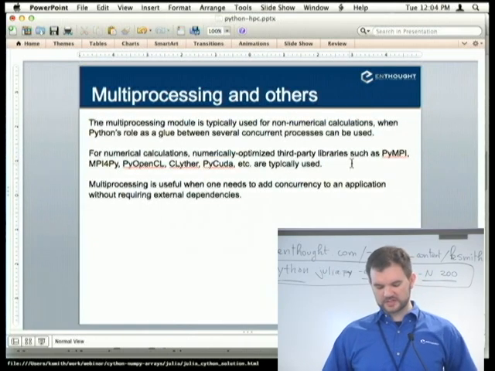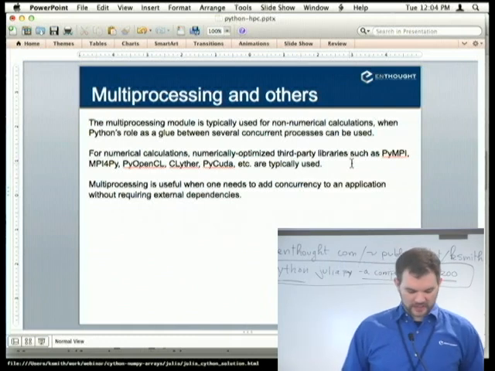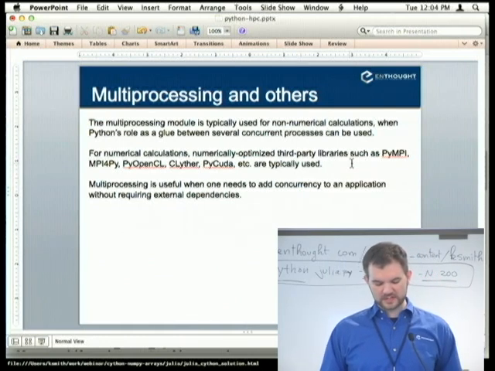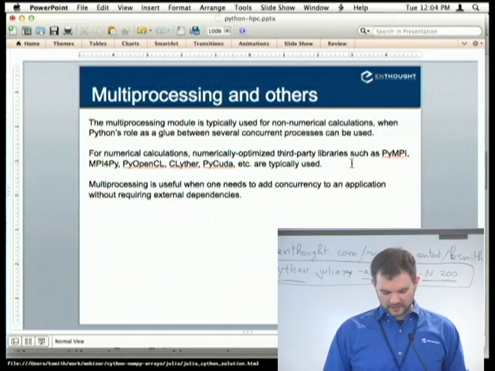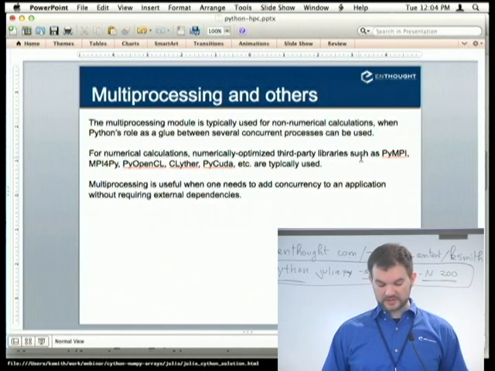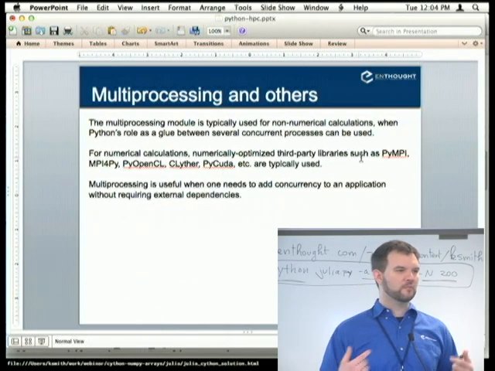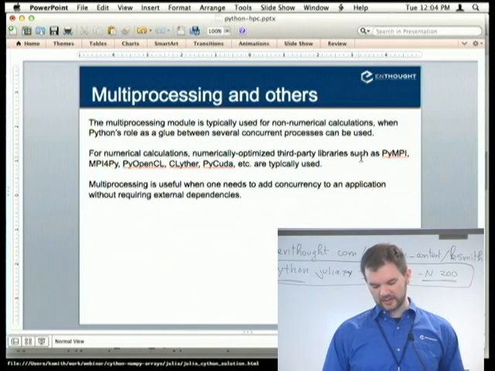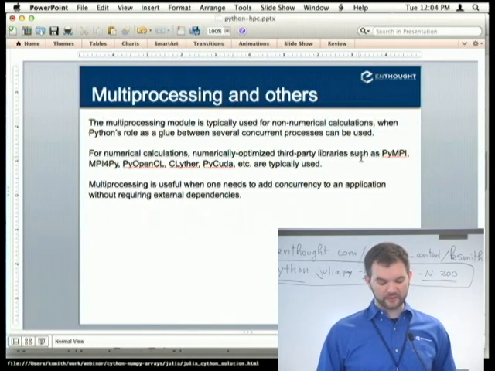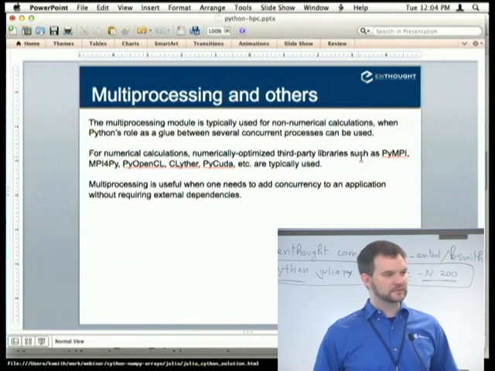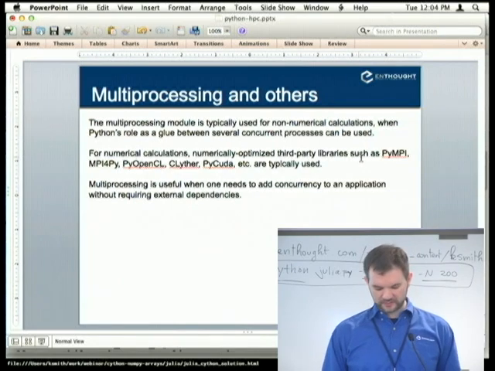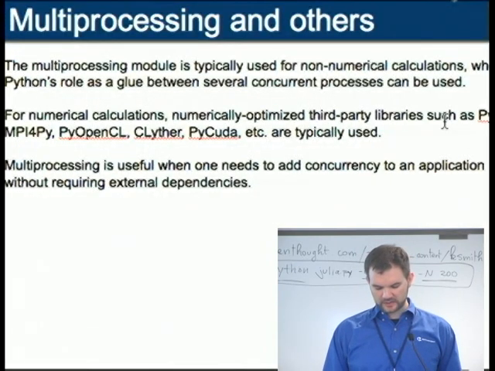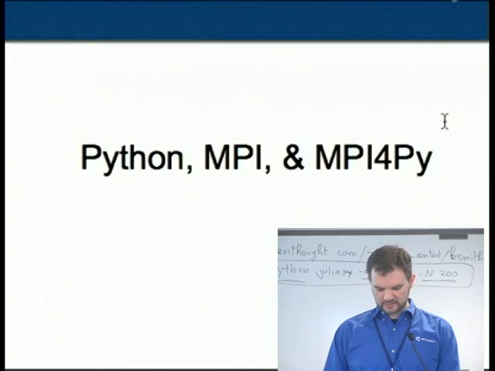So the typical way I've seen multiprocessing used is for batch computations. For numerical computations, typically you pull out a more specific solution. Libraries such as PyMPI, MPI4Py, IPython parallel, there are all these solutions here that you would consider using for very heavy numerical stuff.